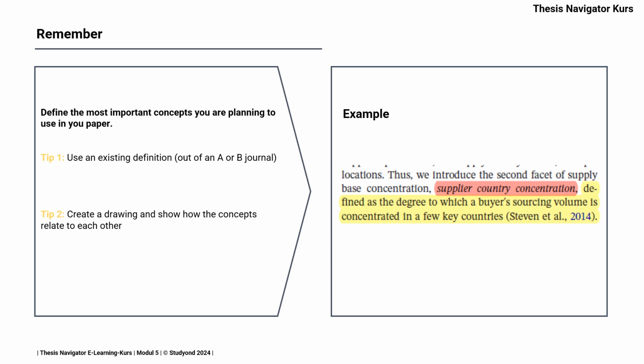Where possible, use an existing definition from the literature of a reputable journal and cite it. If you have several different concepts, consider creating a small sketch to show the readers how the concepts are related to each other. This can be particularly valuable in quantitative studies, examining the influence of one variable x on another variable y.